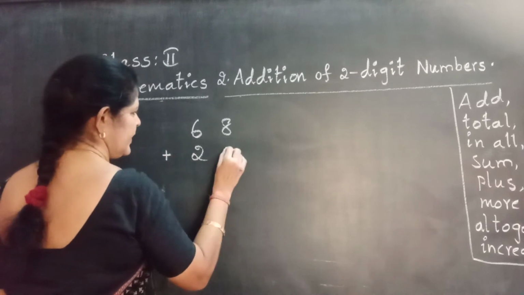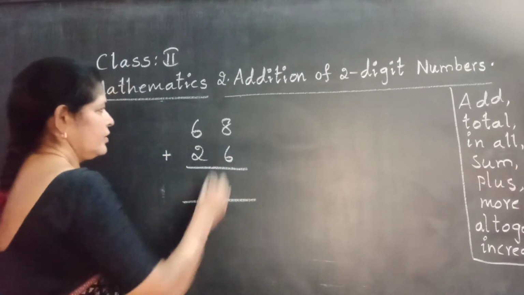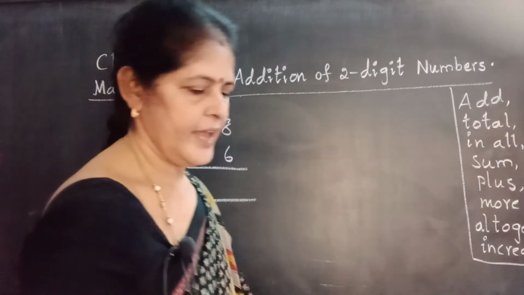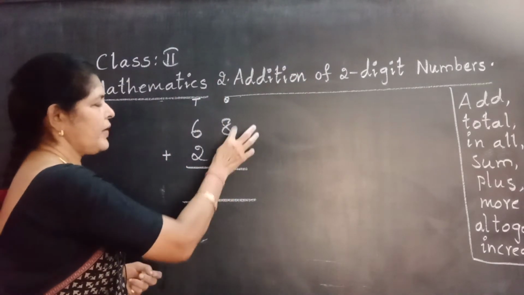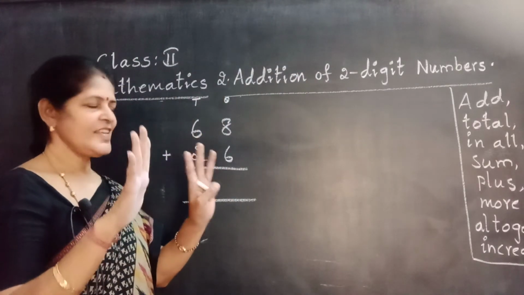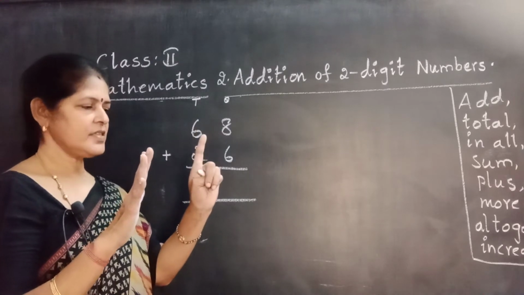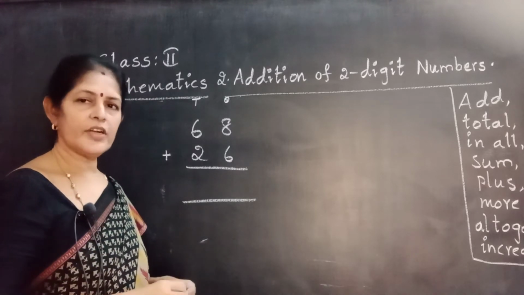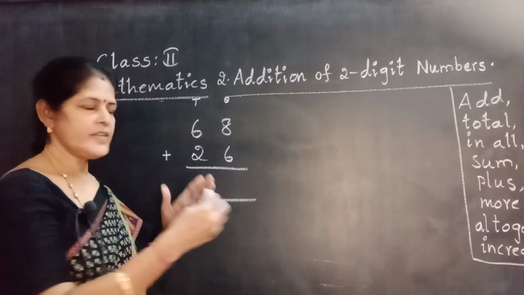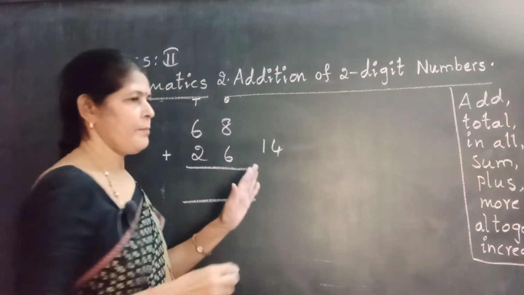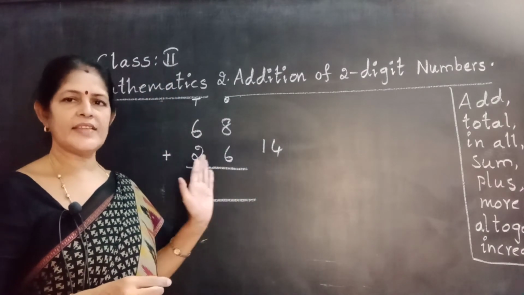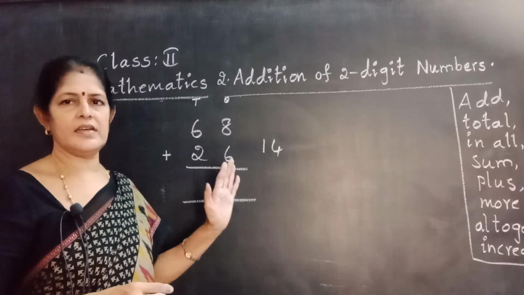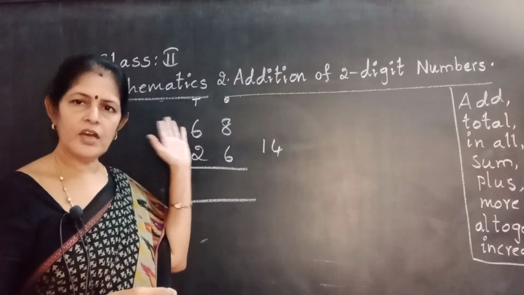Plus 26. Ones place, tens place. First adding? Yes, very good. Ones. 8 plus 6. Take 8 fingers. 6 after, 7, 8, 9, 10, 11, 12, 13, 14. 14 is a two-digit number. Right side. We are going to split the number. Split the number means ones place number stays in the ones place, tens place number carry forward to tens place.